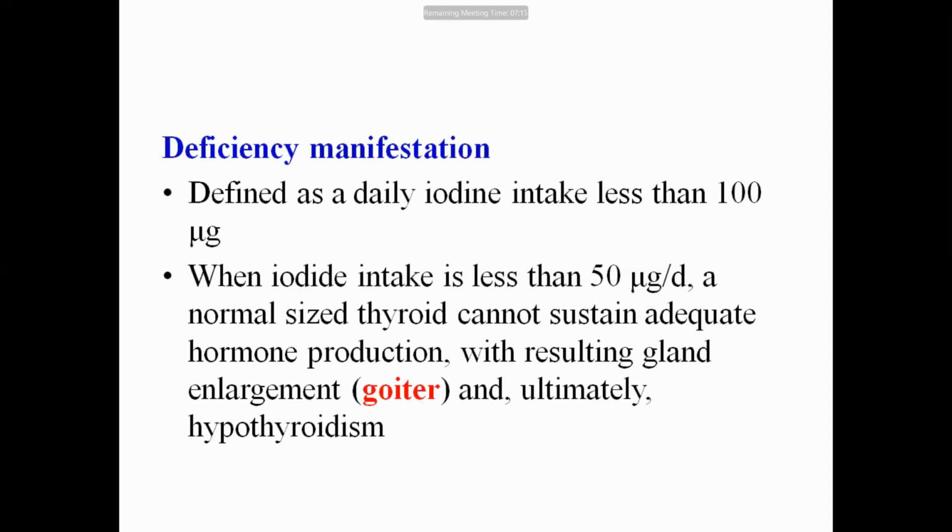So in an adult, when the person is unable to take sufficient amounts of iodine, the thyroid cannot sustain adequate hormone production, resulting in gland enlargement, which is called a goiter. So iodine deficiency in adults leads to goiter.